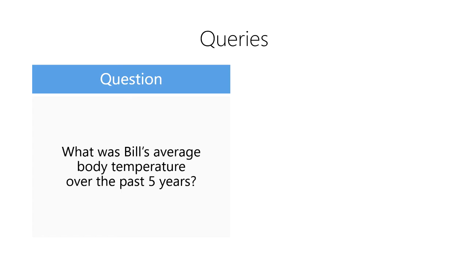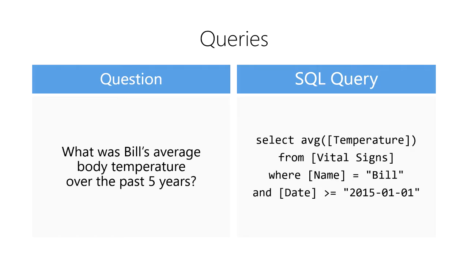For example, let's say we want to answer the question, what was Bill's average body temperature over the past 5 years? We could write this question in the form of a SQL query. The SQL query allows us to express that we want to select the average temperature from the vital signs table where the patient's name was Bill and the date is greater than or equal to January 1st, 2015, which we're assuming was 5 years ago.